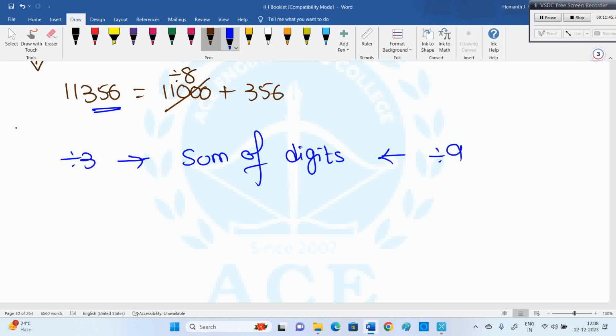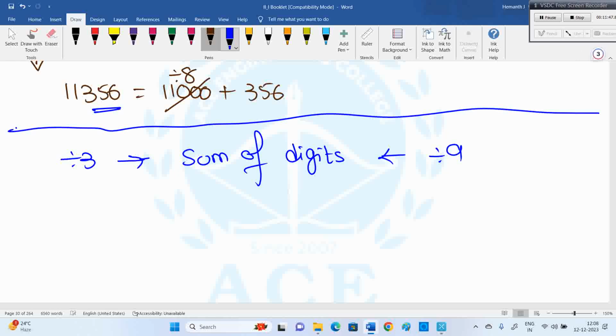divisible by 9. Let's say we want to know whether 81 is divisible by 9 or not. What is 8 plus 1? As 9 is divisible by 9, 81 is divisible by 9. We already know some numbers, you can verify that. 54 is divisible by 9: 9 times 6 is 54. 5 plus 4 is 9. As 9 is divisible by 9, the entire number is divisible by 9.